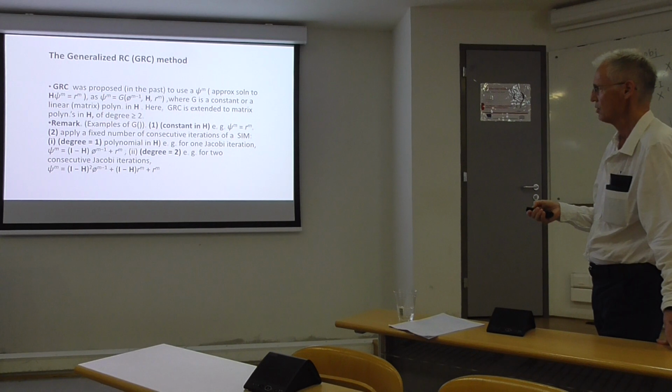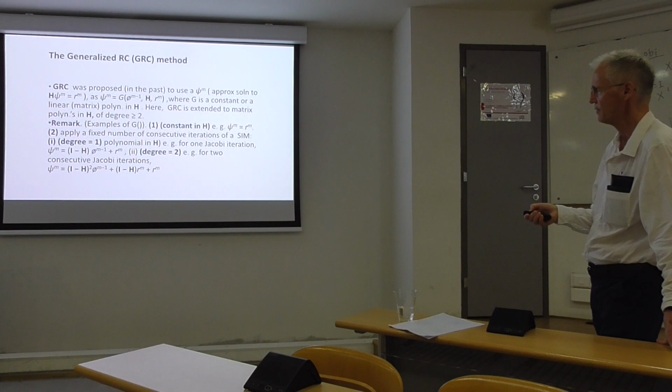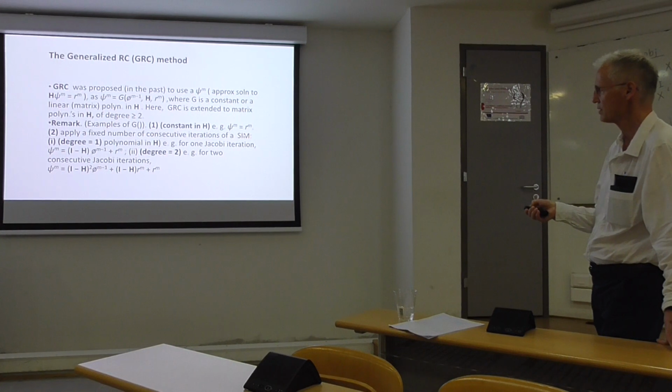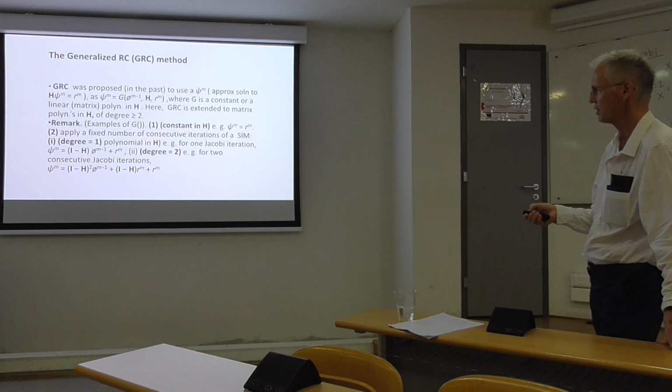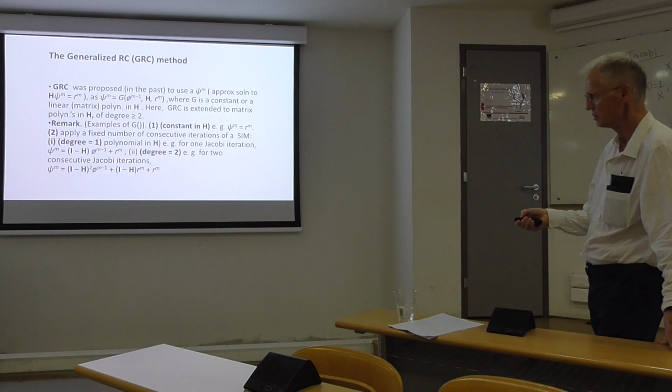Okay, so here are some examples. When it's constant, it's essentially no preconditioning at all. If you apply a fixed number of consecutive iterations of a simple method, for one step of the Jacobi iteration, this is the variable preconditioner. You can do it with 2, etc. You can do it with 3, etc.